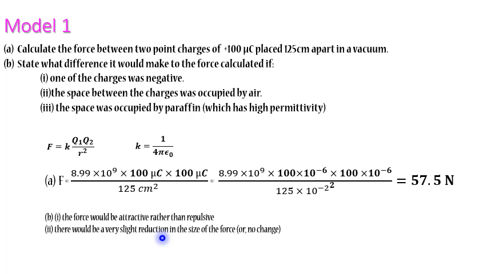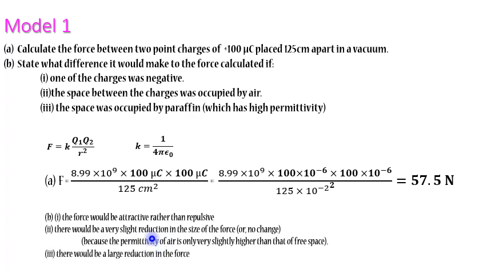The reason is very simple. Permittivity of free space and permittivity of air are almost the same, so that's the reason why the force remains the same. And if you keep paraffin, because of its high permittivity, what happens? There would be a large reduction in the magnitude of force.